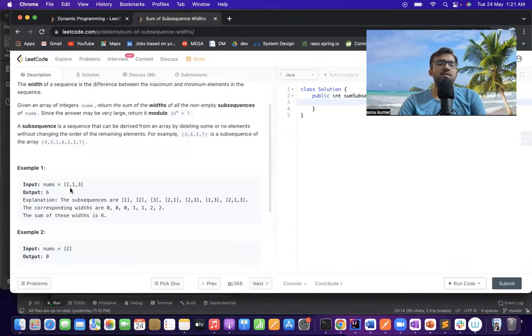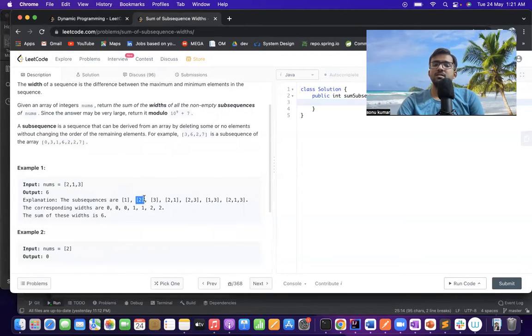So for 2 1 3, the total subsequences are these: single elements 1, 2, 3, then two-element combinations, and then the combination of all three elements. For each one, for a single element, what will be the maximum and minimum? For a subsequence where the number of elements is 1, both will be the same. One will be the max and one will also be the min. So the difference will be 0. That's why it is given 0.